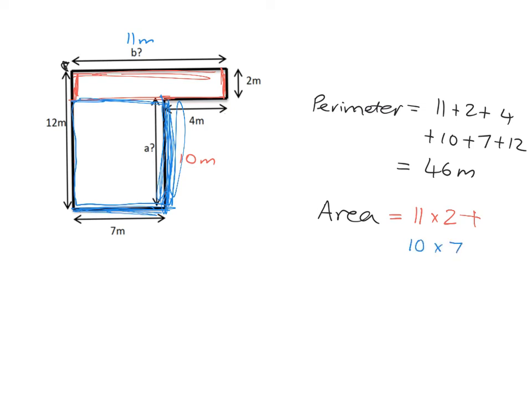So its area is 10 times 7, and that gives me 70 plus 22, which is 92 meters squared.